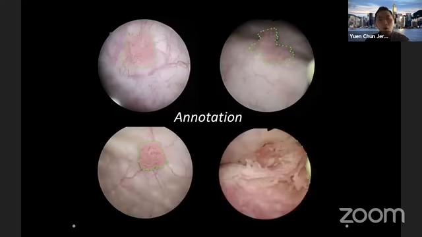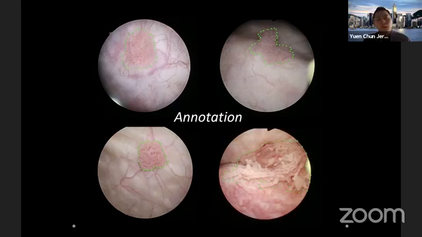Subsequently, this is the most time-consuming part. You need to set a reference for the computer to learn. So in this particular case, we need to mark the visible tumor one by one, or any abnormal areas one by one.